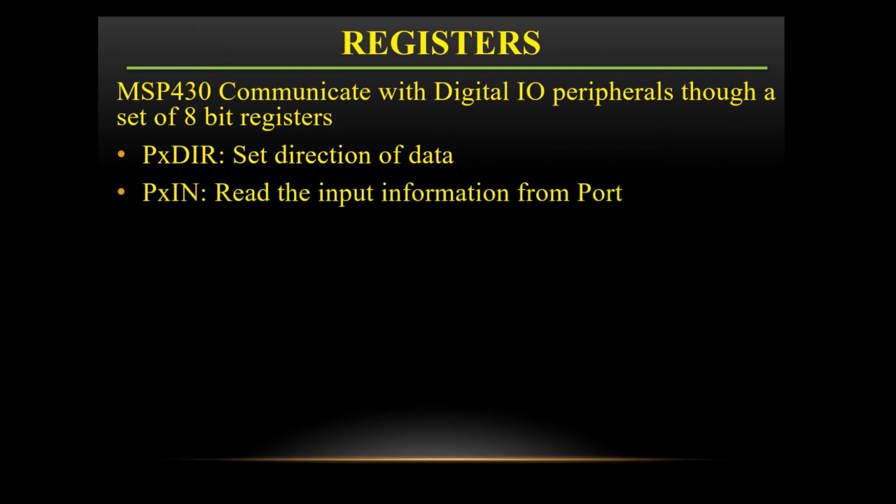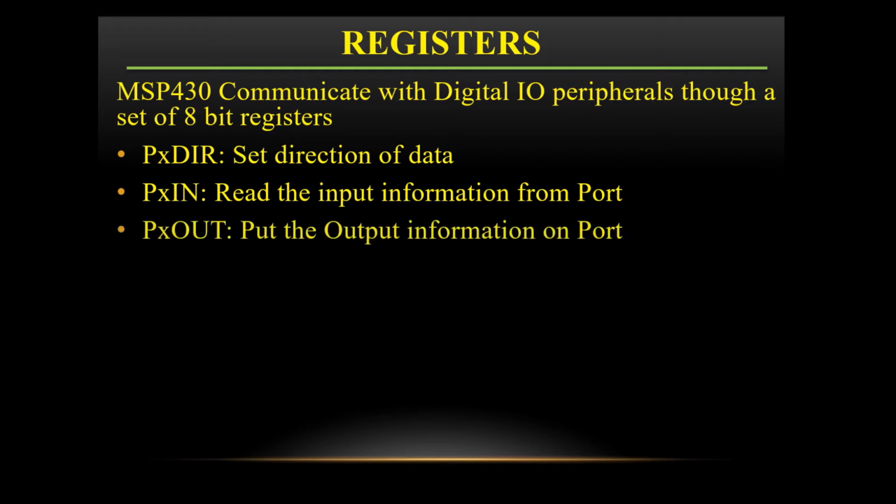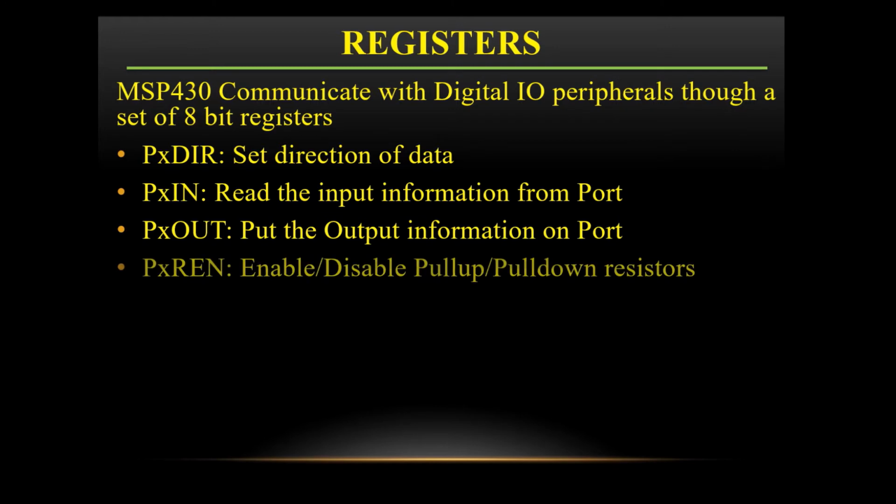Next register is PXIN. X denotes the port number. By using this register, we can read the information at a particular pin or port. Next register is PXOUT. By using this register, we can put any information on a port or pin.